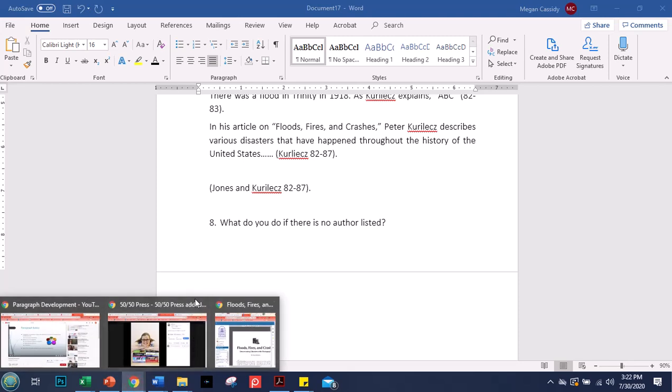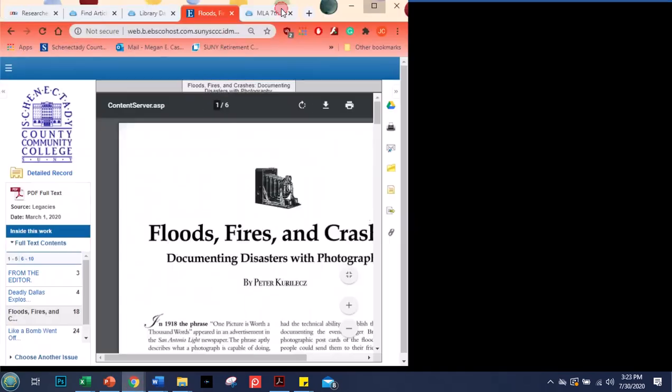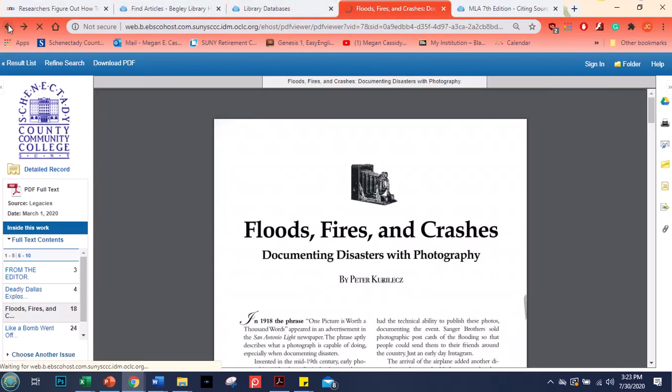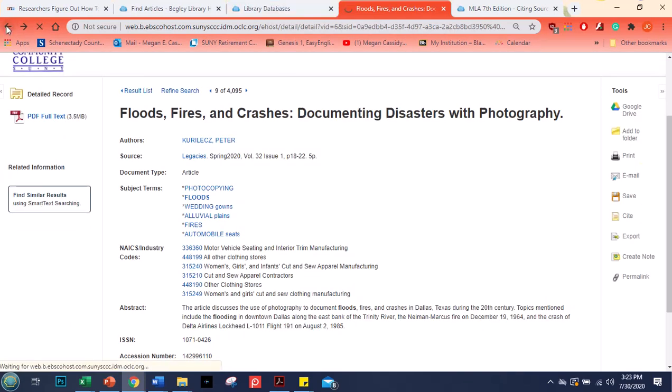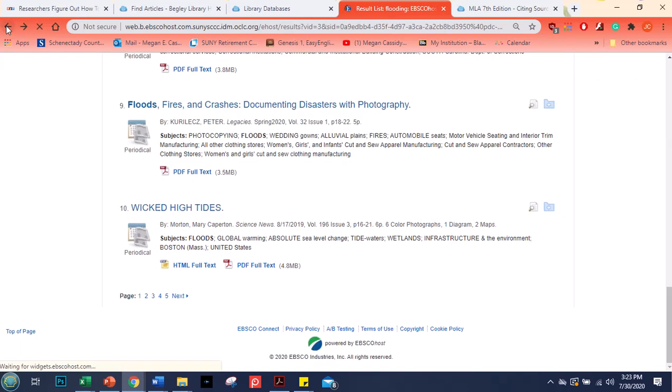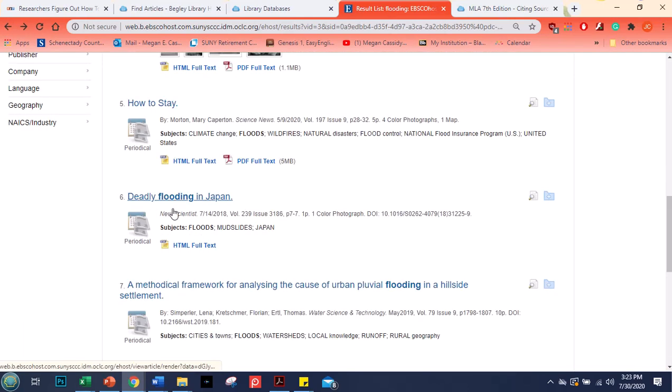But let's say that we have something that we know is reliable. It's in our library databases. Oh, so yeah, this one, Deadly Flooding in Japan, is in the New Scientist. It's probably just a little blurb. It looks like a page plus a picture. There's no author. So the title of the article is Deadly Flooding in Japan.